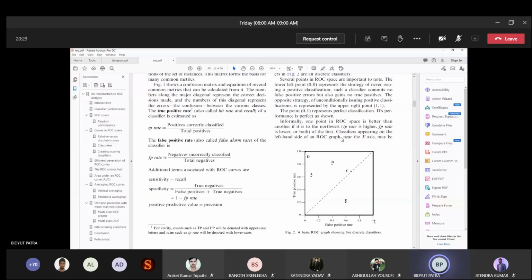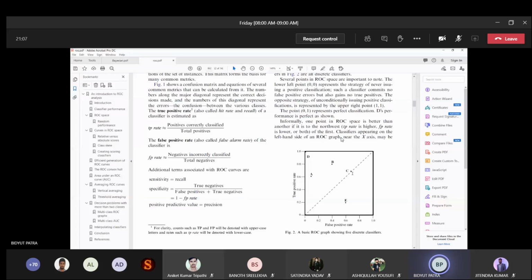Why 0, 1? At 0, 1, the false positive rate will be 0, and 1 means that the true positive, everything is rightly identified; all true positive class is rightly identified. So the performance of the classifier, in terms of true positive and true negative, should be close to 0, 1, not 1, 0. And if it is away from this point, that is not a good classifier.